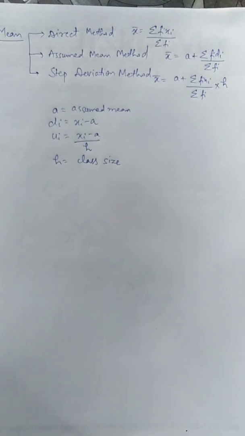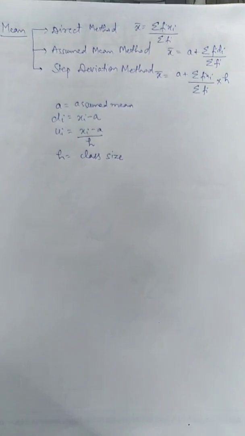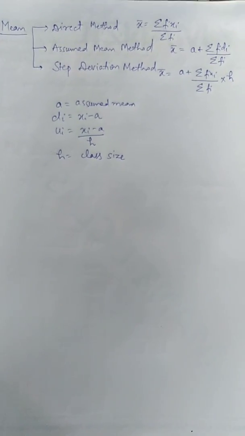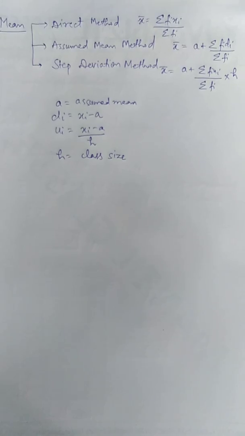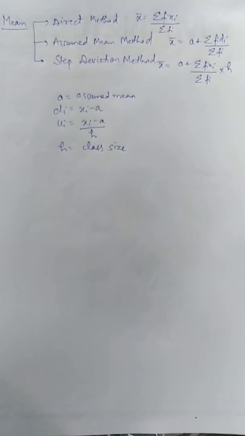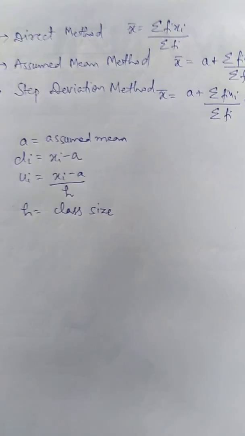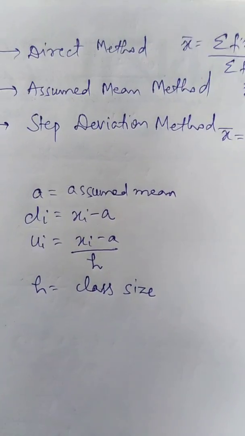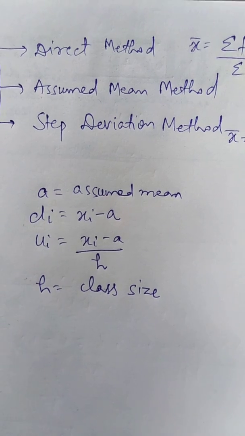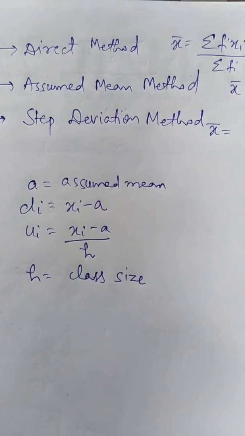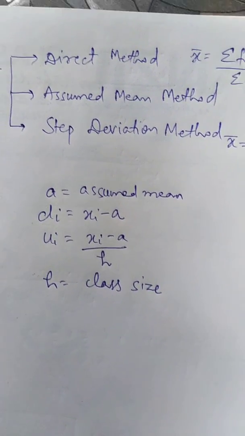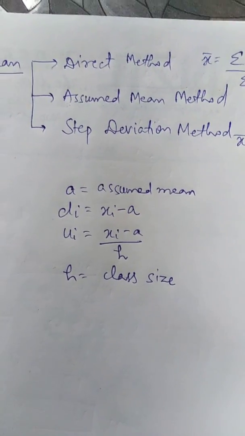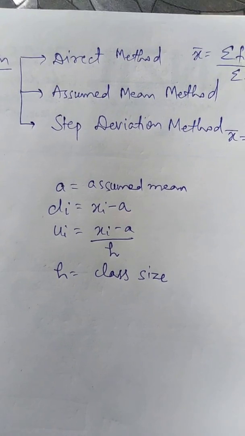Now you might be thinking, why these two new methods when we have understood one, and why learn the other two? So the first thing that you must understand is that these two new methods, the assumed mean method and step deviation method, are designed for your own benefit. Why? Because they make your calculation easy, which is the major point of your error. We generally do all the questions correct, but the calculation error is there.